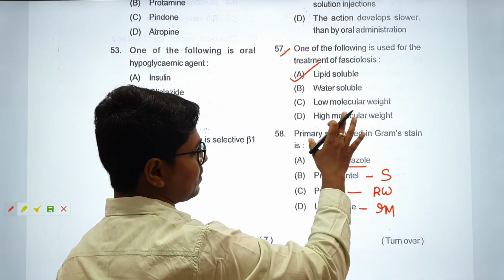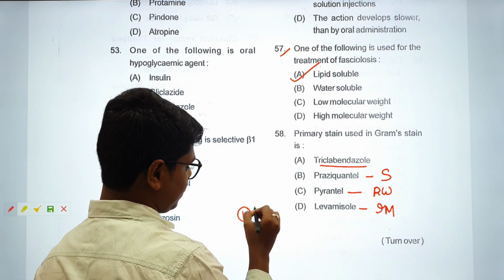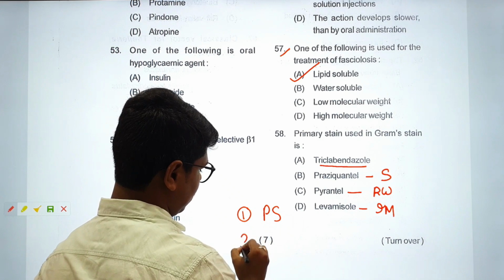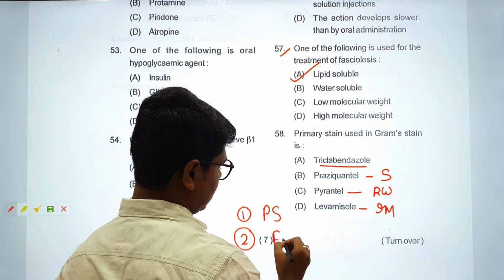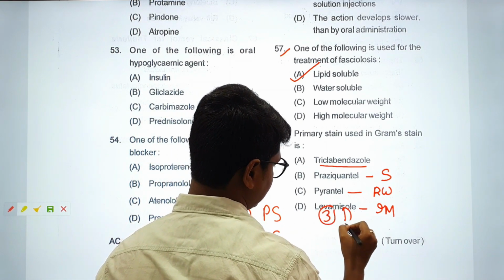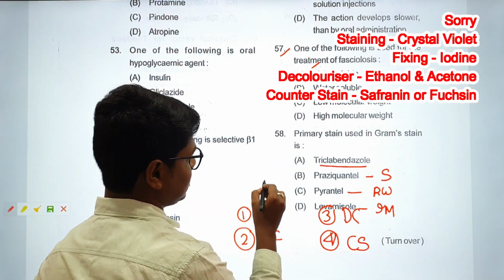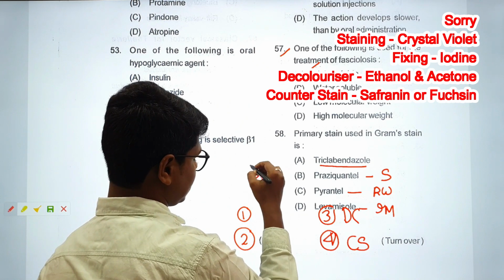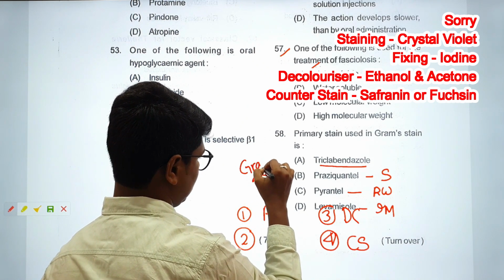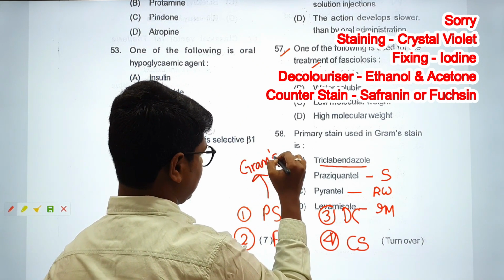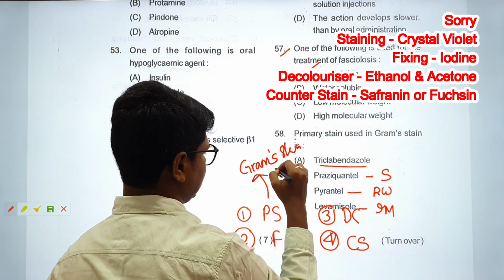Okay. Primary stain used in gram stain is lipid soluble. Okay. Gram staining has 4 parts. The first one is primary stain. Second one is fixing. Third one is decolorization. Fourth one is counter stain. Okay, the primary stain is the gram stain or crystal violet. Gram stain, also crystal violet.